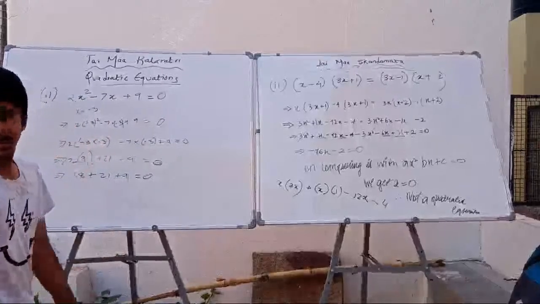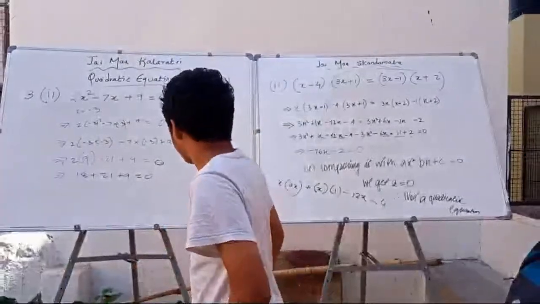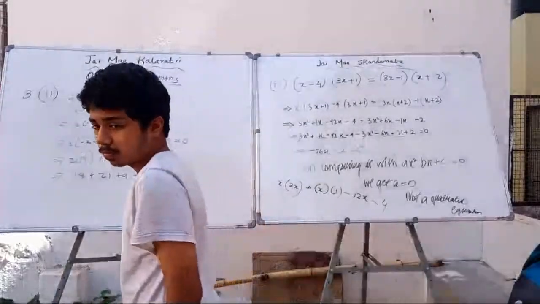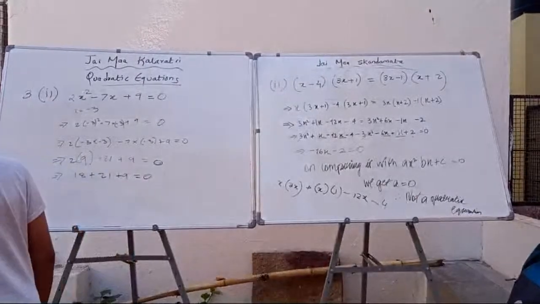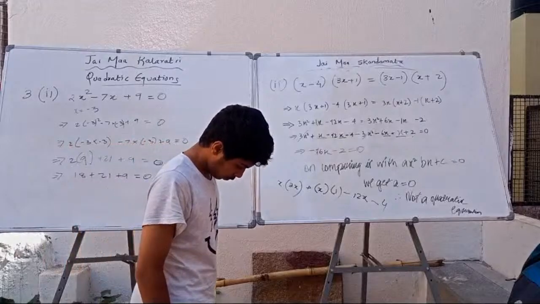You feel I went somewhere wrong. Once again. See, this is right. See, what is the question? Can you read the question, Ananya, loudly? Is x is equal to -3 a solution of the equation 2x square minus 7x?